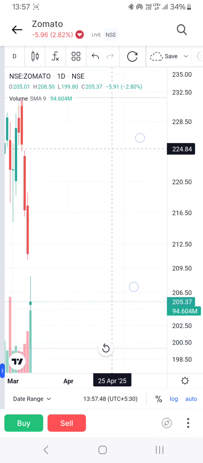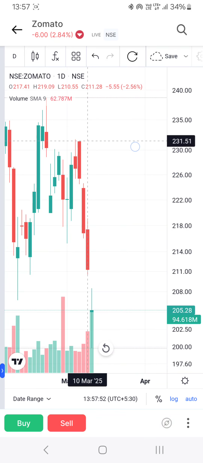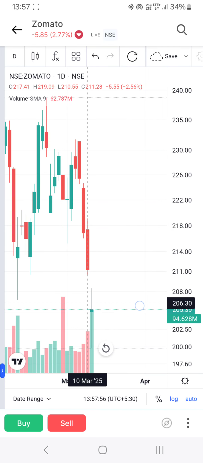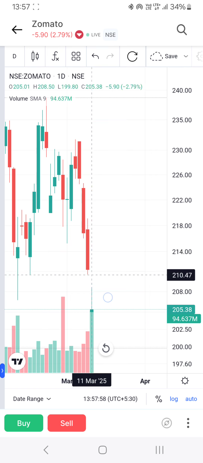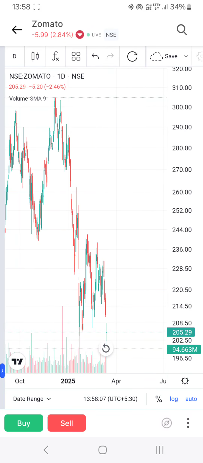What has happened in daily? In daily, we can see that in the last 3 days it has fallen 10%, from 231 to like 200. And moreover, there was a gap. Here it is a gap down, so this gap needs to be filled. Okay, so this was the weekly and daily chart.